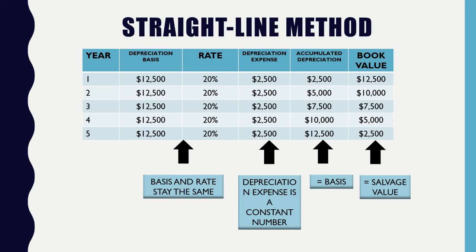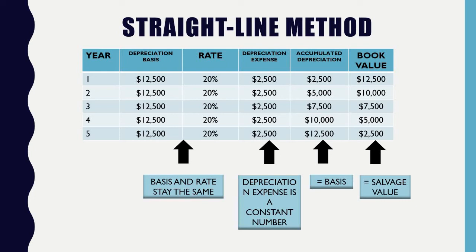When we're thinking about the basis and the rate, you're going to notice this. It's going to stay the same. So the purpose of straight line, right? We said we're going to take the asset cost, or in this case, the basis, and we're going to spread it evenly across the life of the asset. This is it right here. So we're constantly going to depreciate it at the same amount every single time.